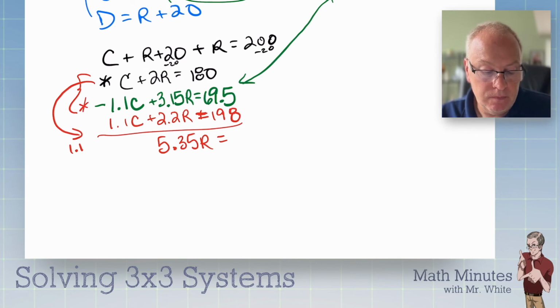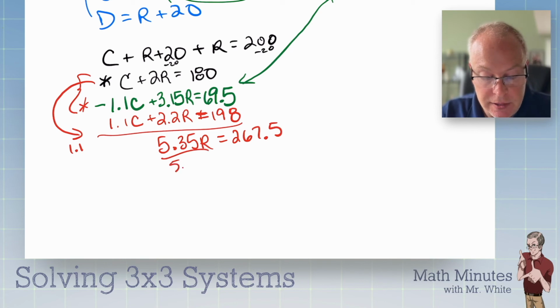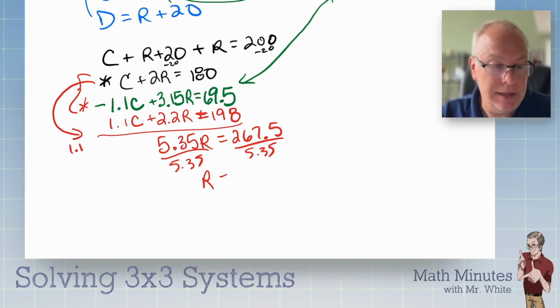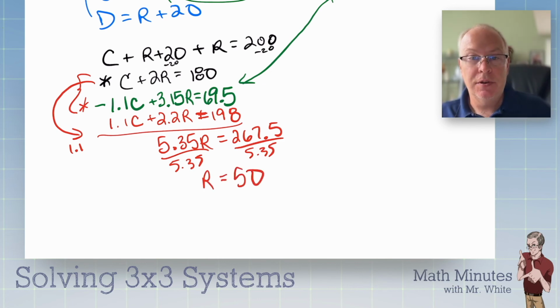equals, just double checking here, 69.5 plus 198 is 267.5. Divide by 5.35, and you have your fingers crossed, right, that you don't get a decimal. And would you believe they bought 50 roses? Oh my gosh, it came out perfectly. Whew.